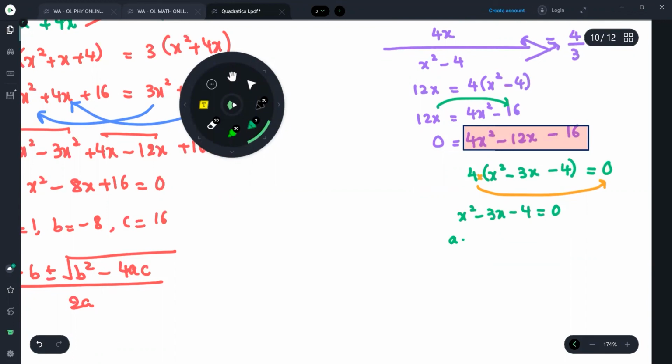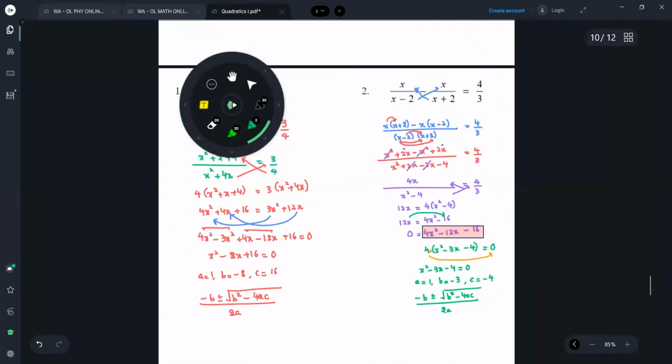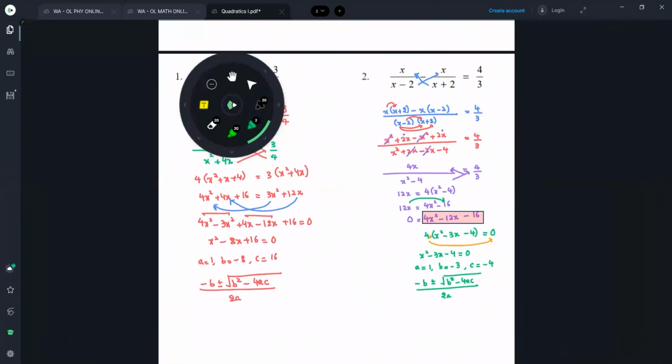What is a here? What is b here? Negative 3. And c is negative 4. Now I'll write down the formula for you. Minus b plus minus square root of b squared minus 4ac, whole thing over 2a. Okay. You're going to try and solve these two questions from home. I am going to send you a worksheet.